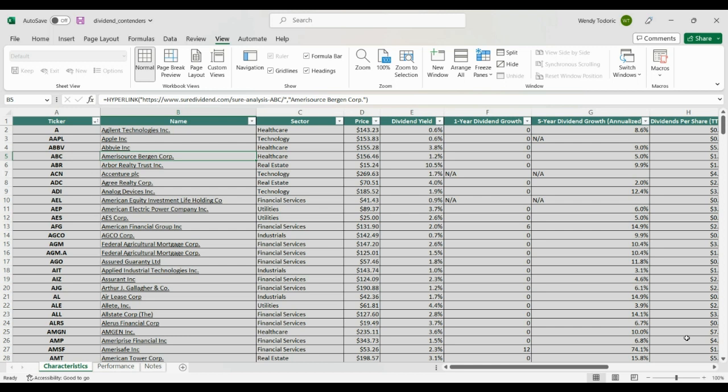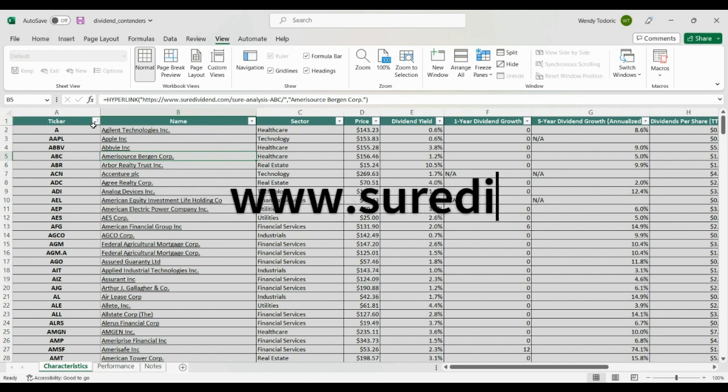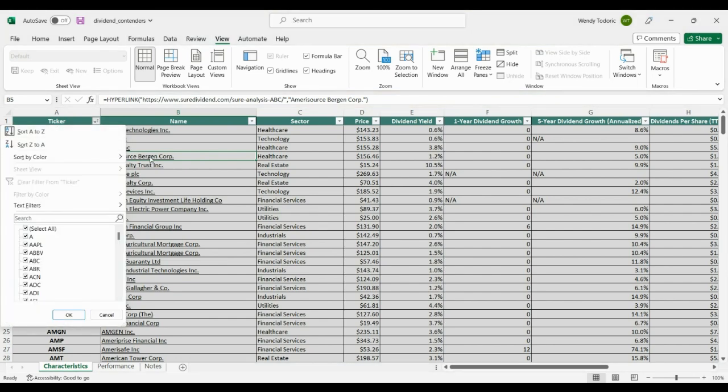Your homework was to visit this website, suredividend.com, and download a sample spreadsheet. So here's a sample spreadsheet, and this is why you would want to freeze panes. So take a look. You have all the different stocks here and their ticker symbol. You can sort it A to Z.